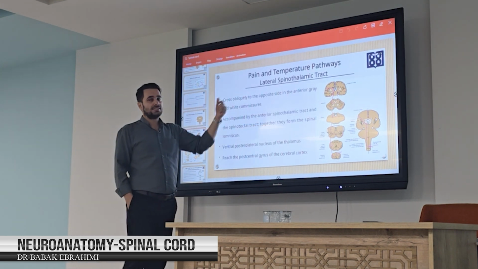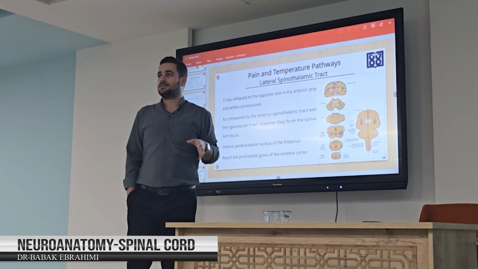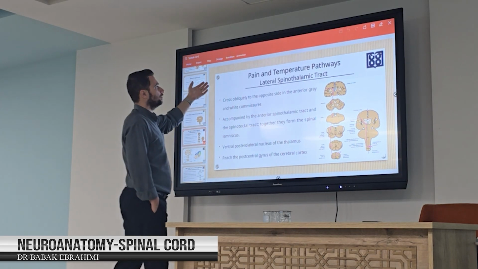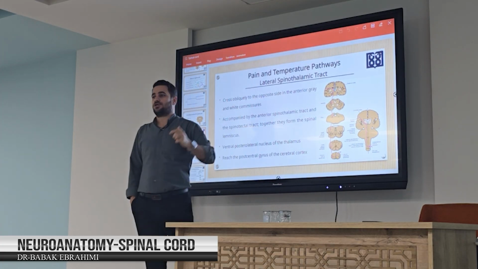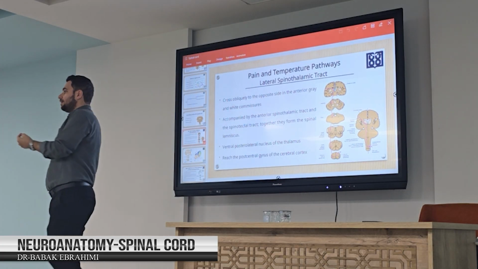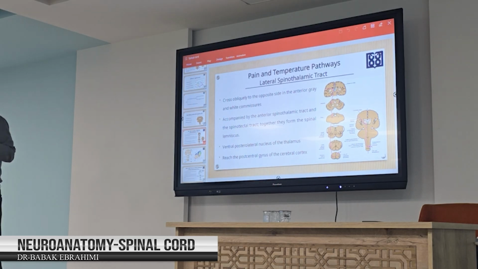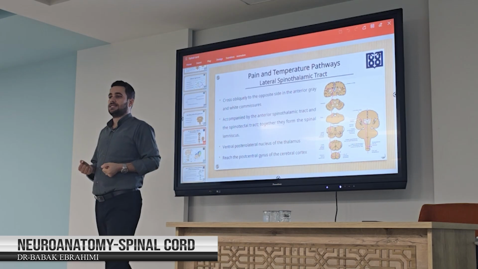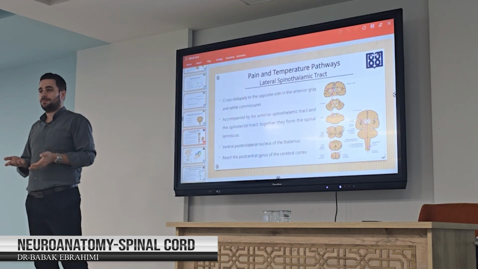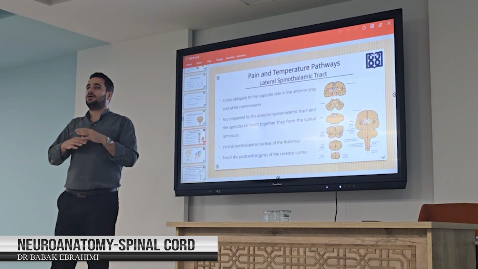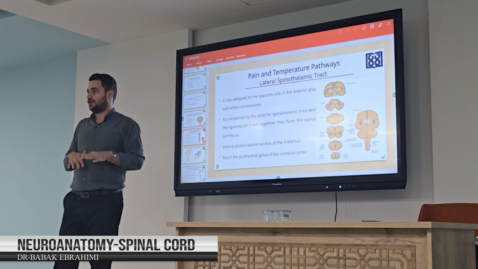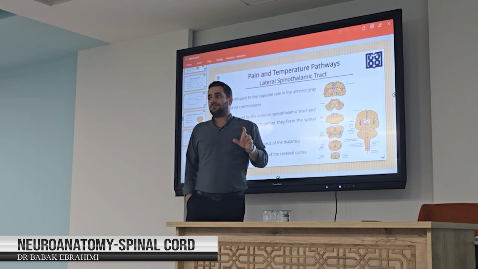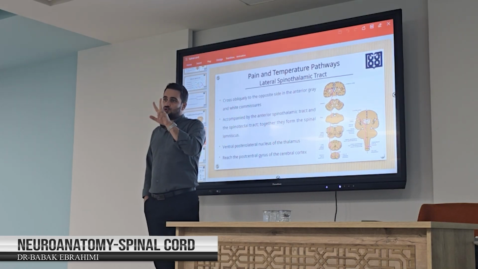We study two specific tracts. We have lots of tracts, but I will tell you the important ones. Look at here, the pain and temperature pathway. It means that when something happens that you feel pain, or something related to temperature, you understand it. For example, you get injured, or you feel a high temperature or a low temperature. Also, you must know that we divide tracts into two types.